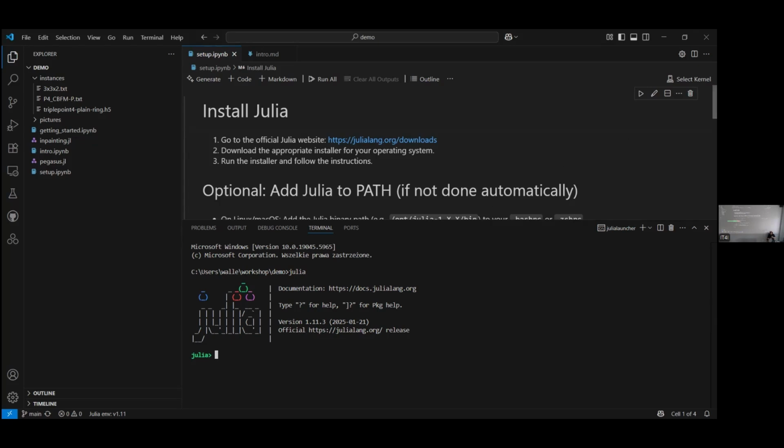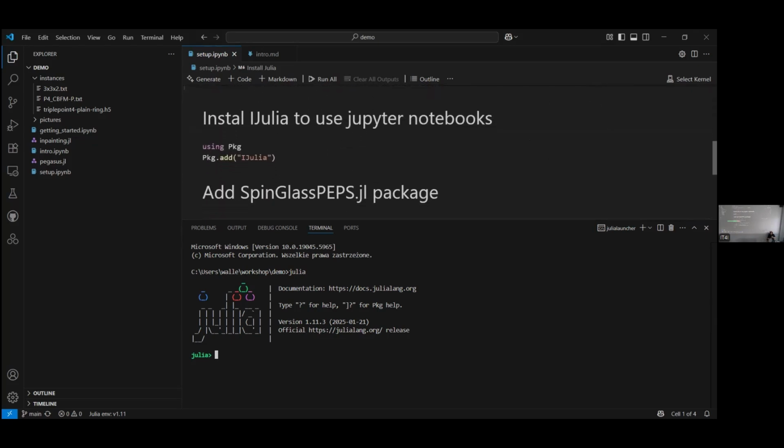Okay, so here we are in the Julia operating system. First, what we have to do is install the iJulia package, which we have to use to install Jupyter notebooks. And it can be done in two ways. We can either type in Julia using Pkg and Pkg at Julia, or we can press the right square bracket, which then goes into the package manager in Julia.